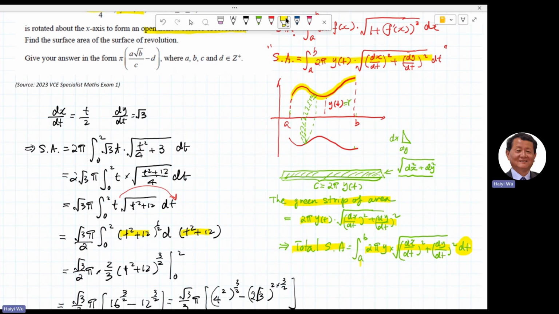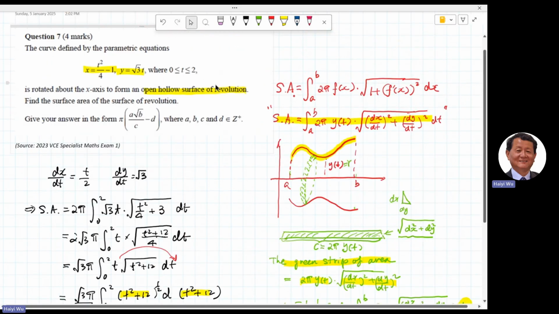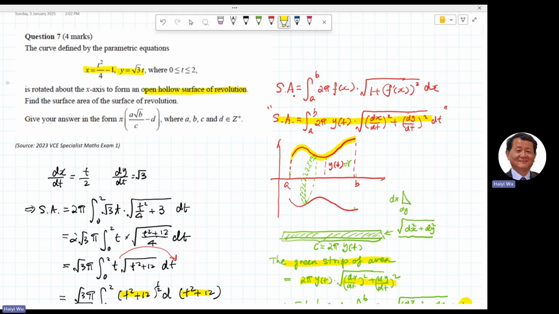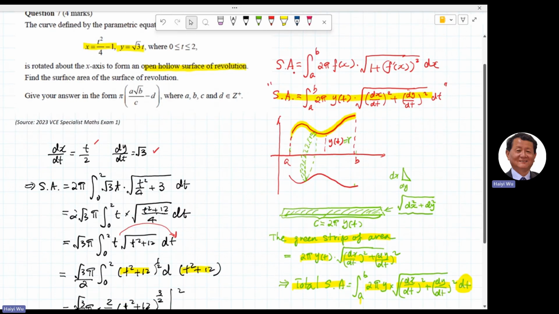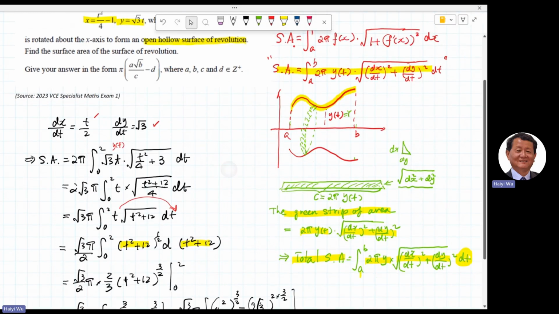I'm going to use this formula to solve this question here. We have x is t squared divided by 4 minus 1. Let's do dx/dt, which is pretty simple. dy/dt is the square root of 3. Then you substitute into the formula. That's my y of t. 2 pi I've moved out. Then the square root of dx squared plus dy squared. I'm going to move the 4 out, so it cancels outside with the 2. So I'll make it the square root of t squared plus 12.